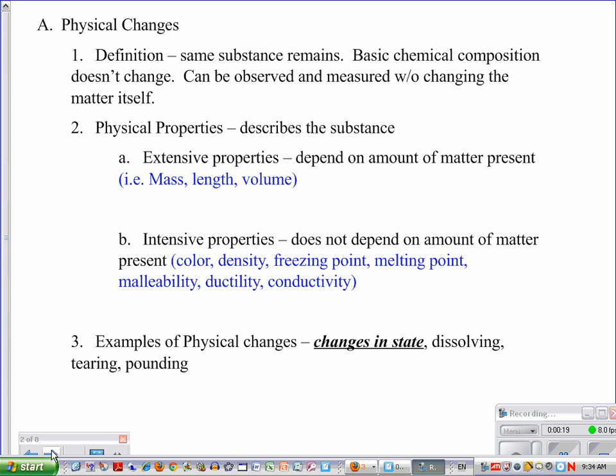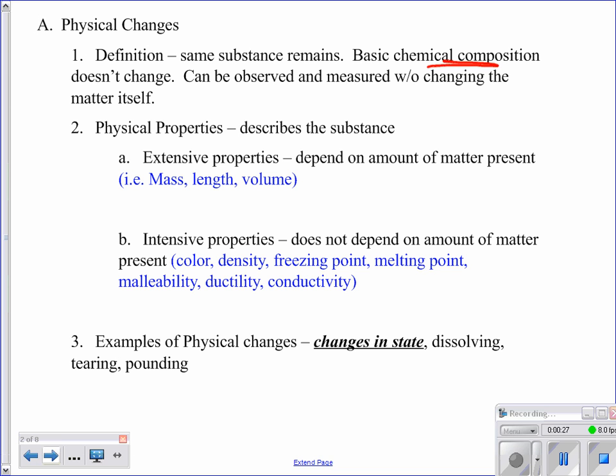Physical changes are going to be when the same substance remains. We do not change the chemical composition of that substance. So it remains unchanged. All of these things can be observed and measured without changing the matter itself. So for example, if we look at physical properties, we can break that down further into extensive and intensive physical properties. Both of those are considered physical. That's what we're talking about first.